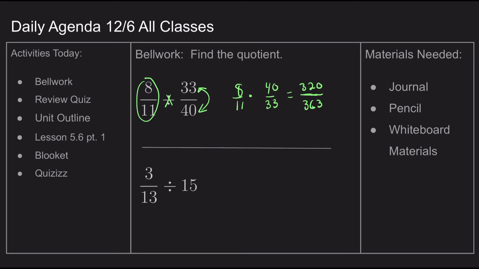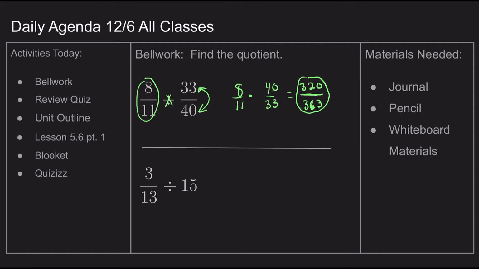Now we got to think, is there any number that goes into both 320 and 363? That's a tough one. As a matter of fact, you can divide these both by... Actually, no, I don't think you can do anything. I think that's as simple as it gets. My bad. So, there you go. 320 over 363. Very weird fraction.